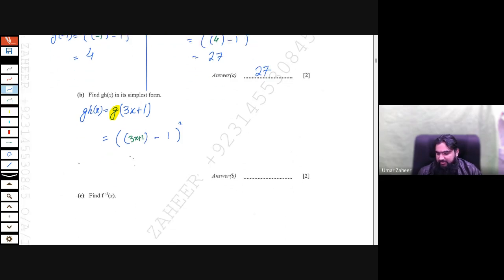So plus 1 minus 1 cancels out. You will get 3x whole square. And 3 squared is 9, and x becomes x square. So the final answer is 9x square.